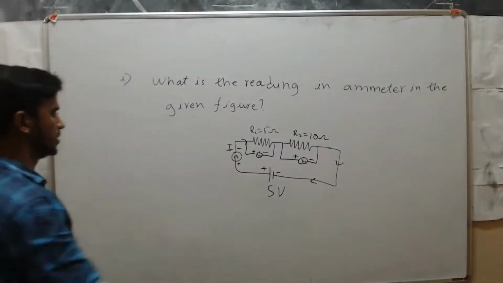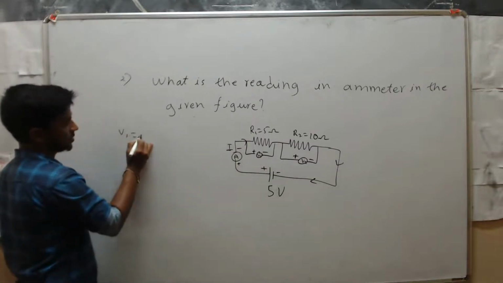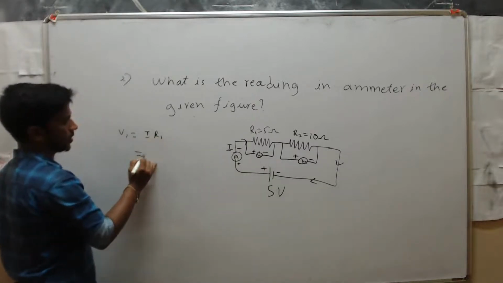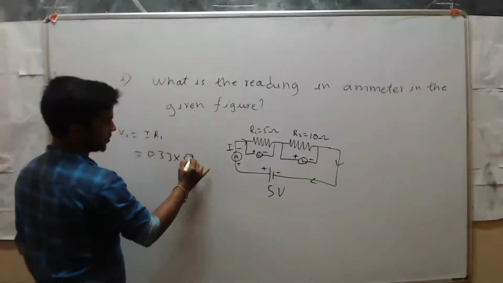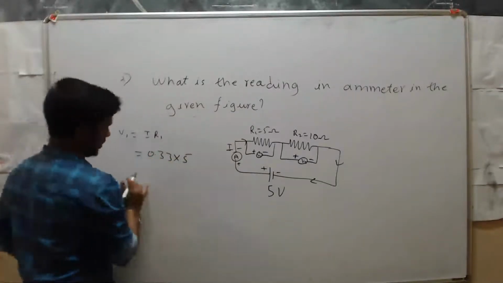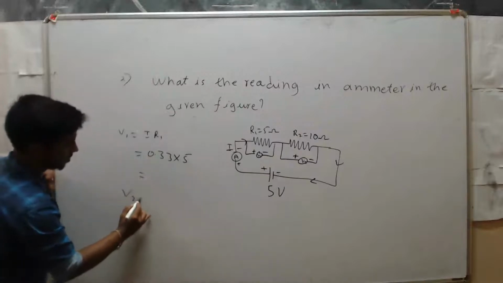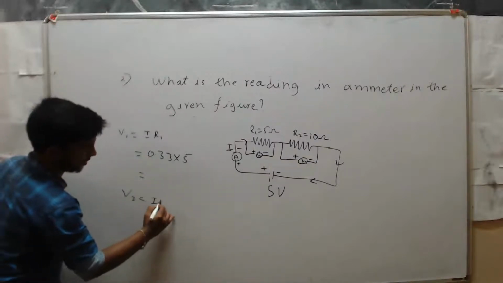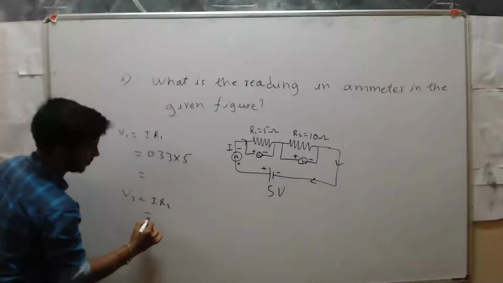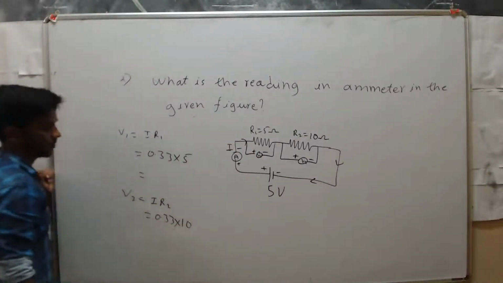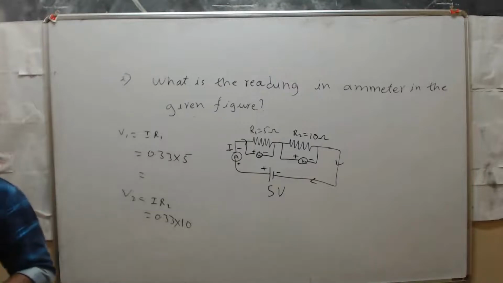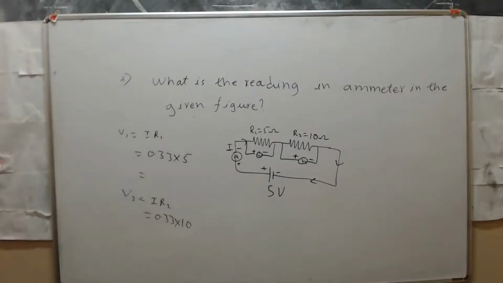Yes, V1. So V1 is equal to I into R1. I is 0.33 into R1, that is 5. Then V2 is I into R2, 0.33 into 10 ohm. Okay, quick, tell me the answer. First, what is the voltage V1? V1 is 1.65.